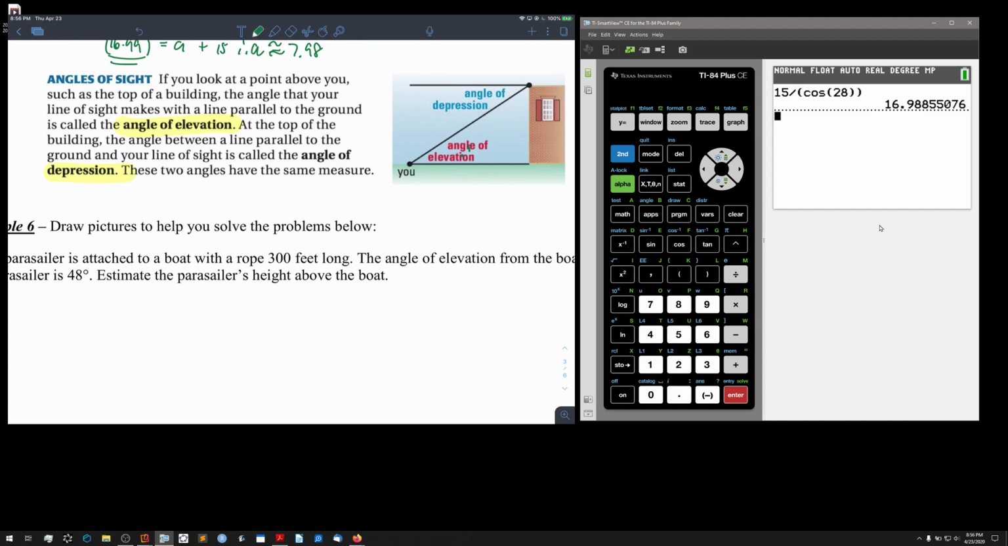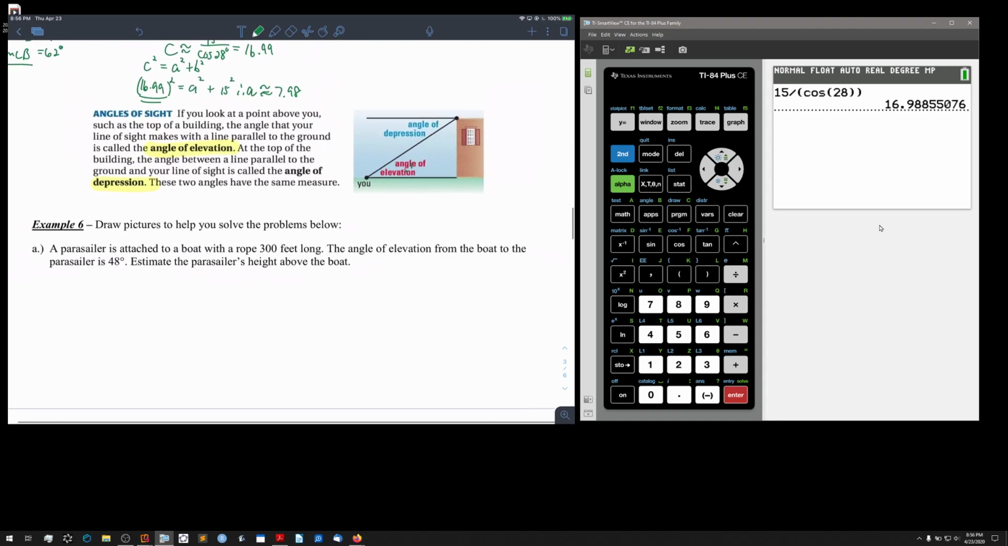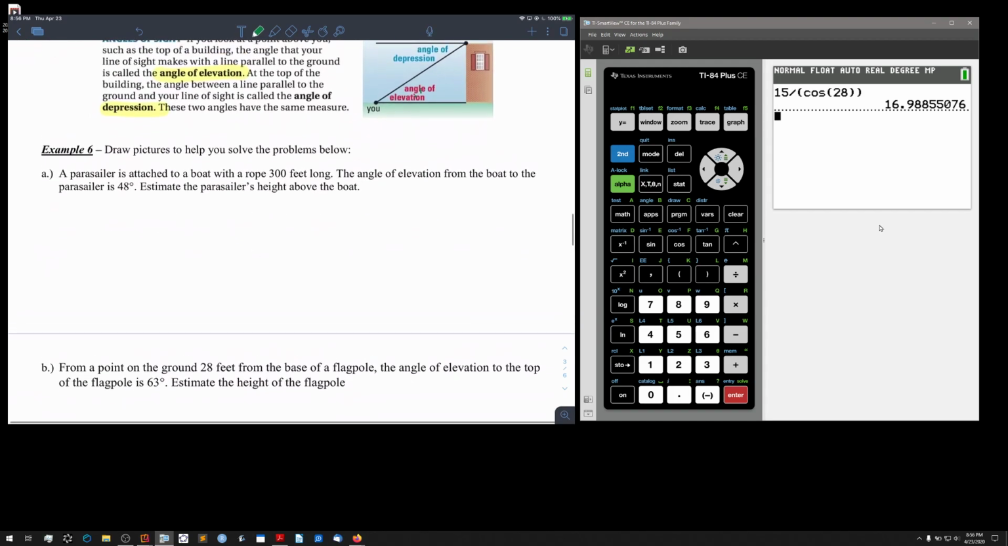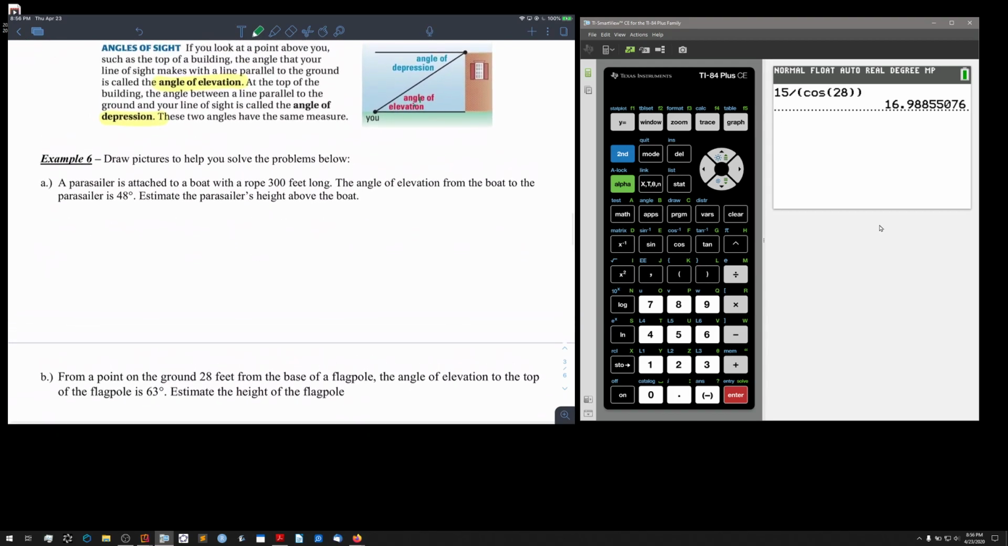So, in any case, that's angle of elevation, angle of depression. I hope that makes sense to you. For me, that makes a lot of sense, but some students struggle with that. Okay, and then let's do some questions based on that kind of an understanding.